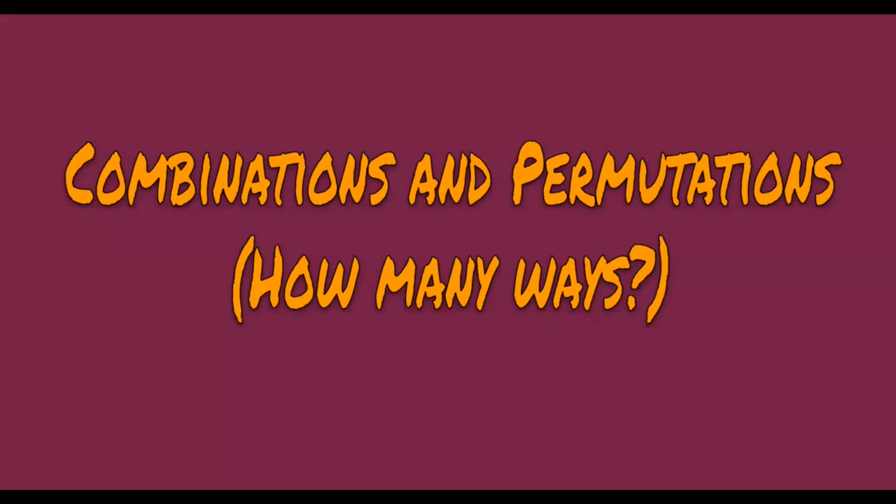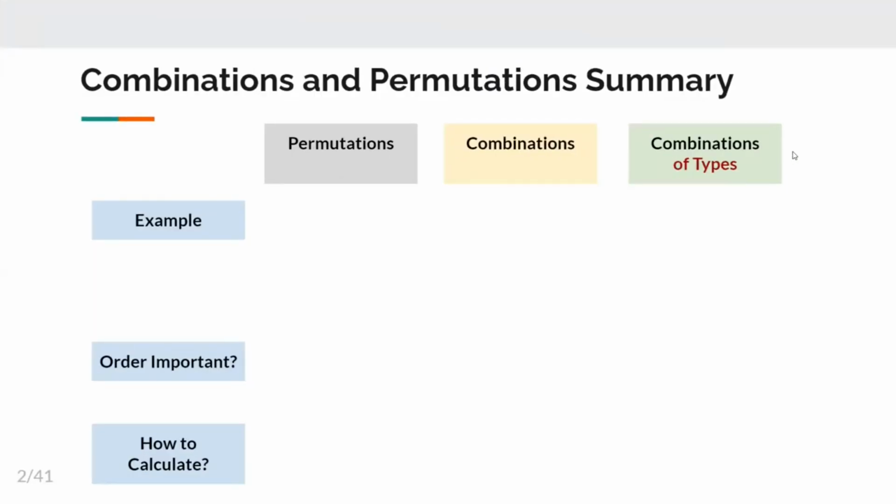In this video, I'm going to cover combinations and permutations. What these problems have in common is they usually have the phrase, how many ways in the word problem. How many ways can we select a certain number from another number? So let's take a look at a review of the three different kinds of problems that fall under this category: permutations, combinations, and combinations of types.